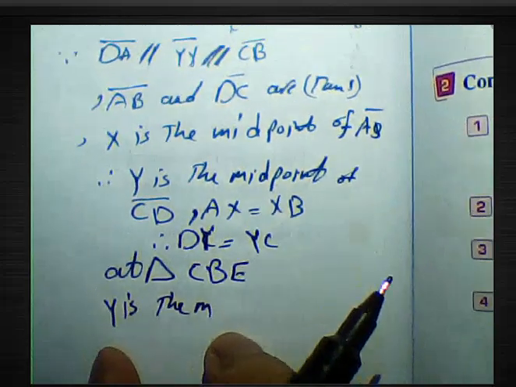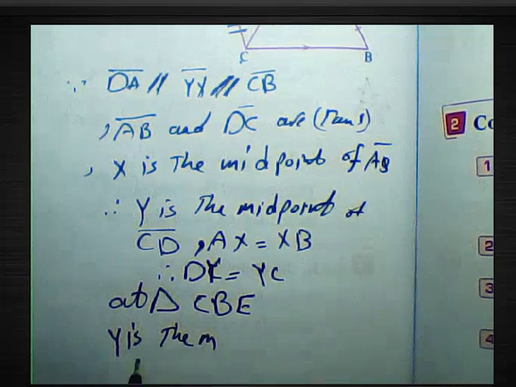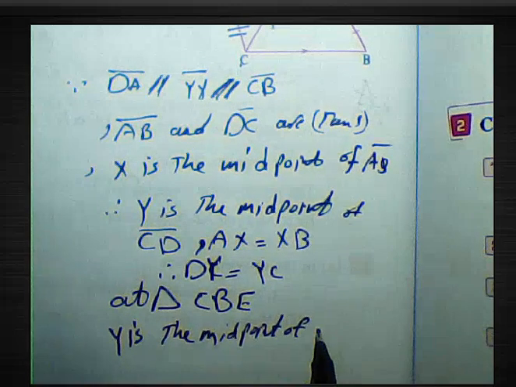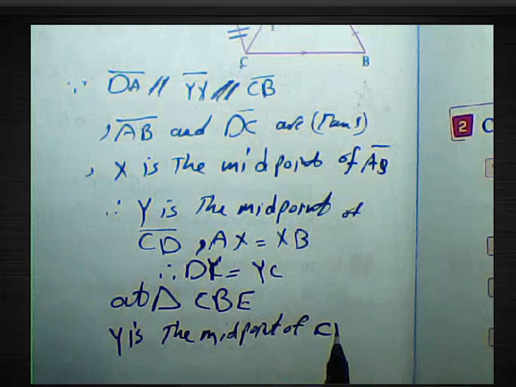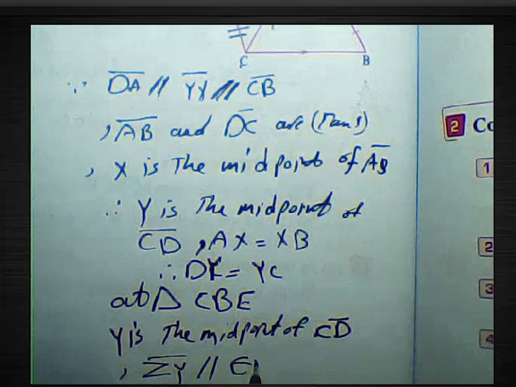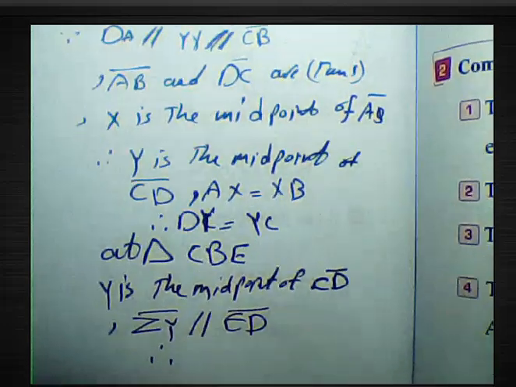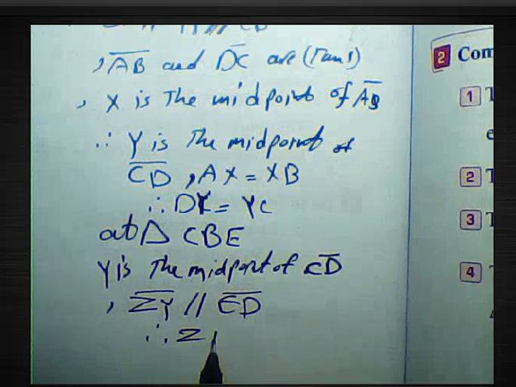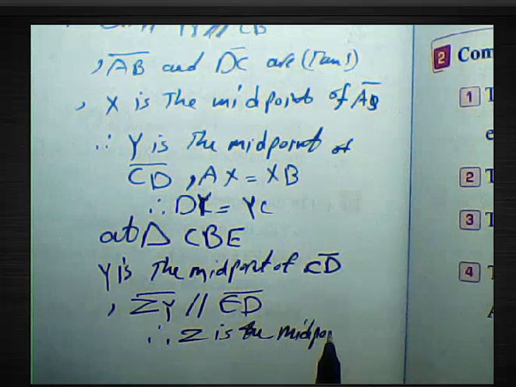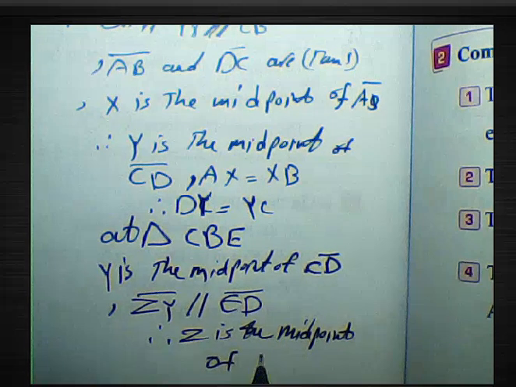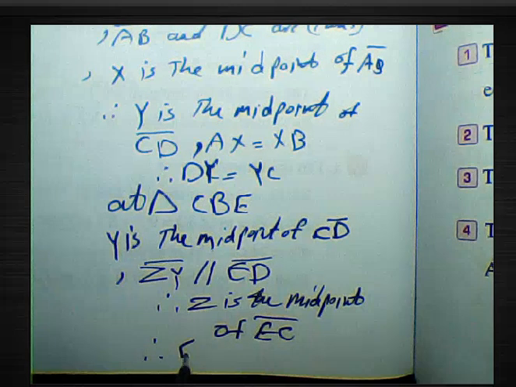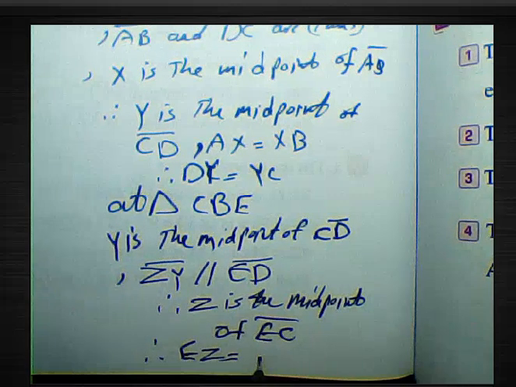And write the steps completely here, what's the proof? Y is the midpoint of CD, and ZY is parallel to ED, then Z is the midpoint of EC. Okay, then EZ will be equal to CZ.